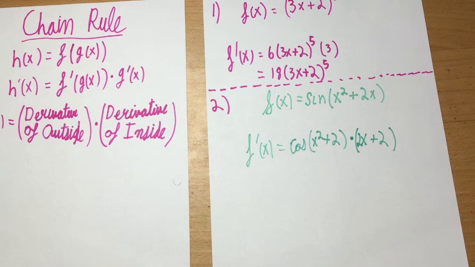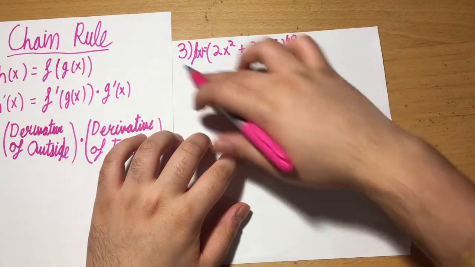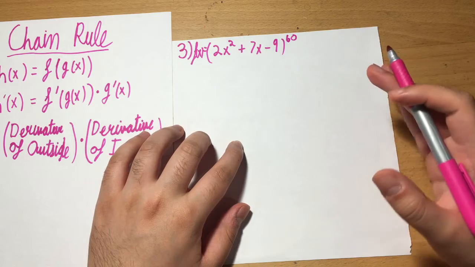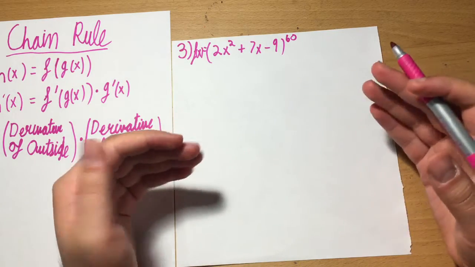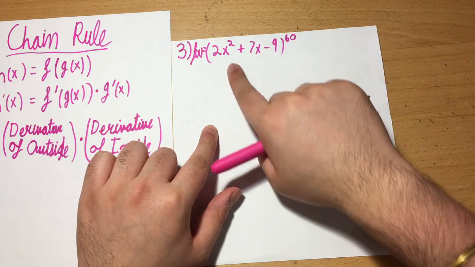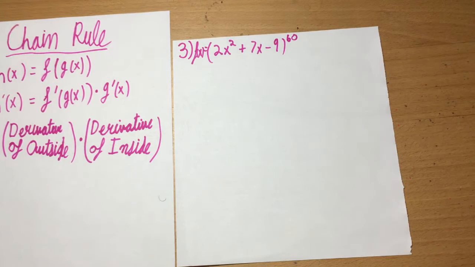All right, let's look at another example. Our next problem here is another kind of classic problem for showing why the chain rule is so useful, right? So our function is 2x to the second plus 7x minus 9 in parentheses raised to the 60th power. Now you could multiply all that out, but you'd be insane to try. It's easier just to use the chain rule.